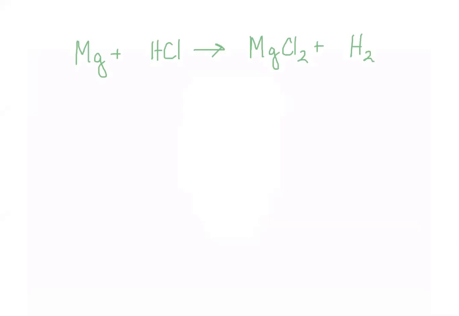Is it balanced? No, it's not, because look, there's 2 chlorines over here and only 1 here. So if I put a 2 here, now we have 2 chlorines and we have 2 hydrogens and we have 1 magnesium. So everything is balanced.